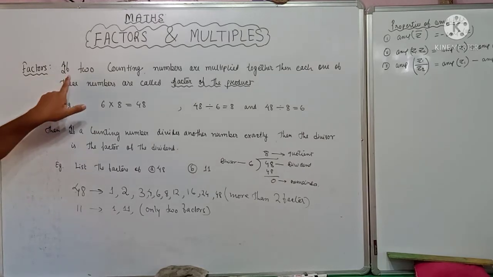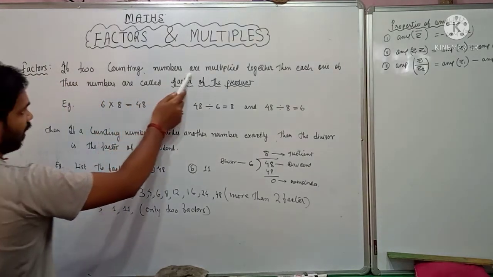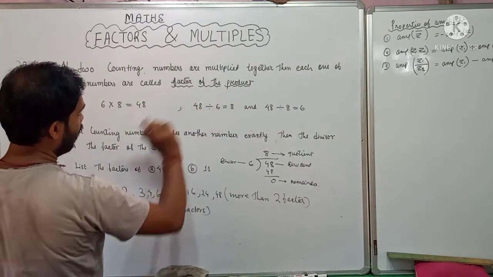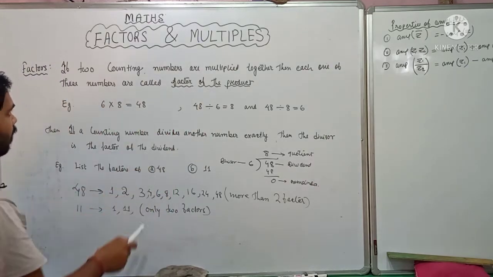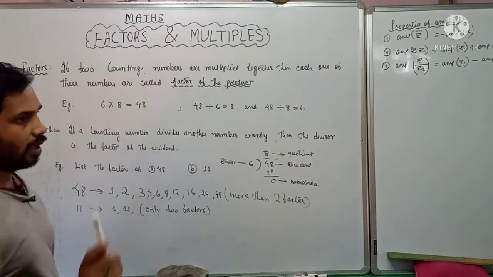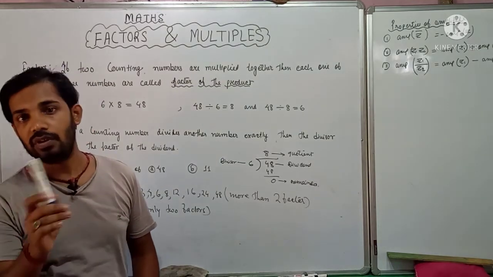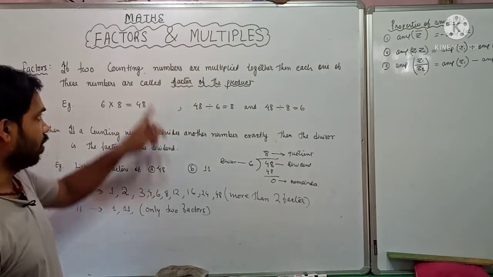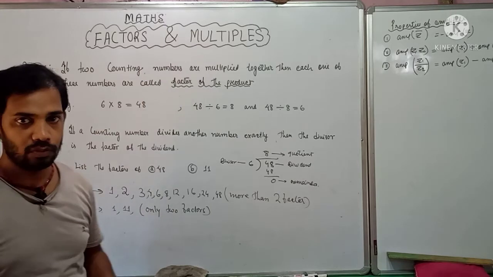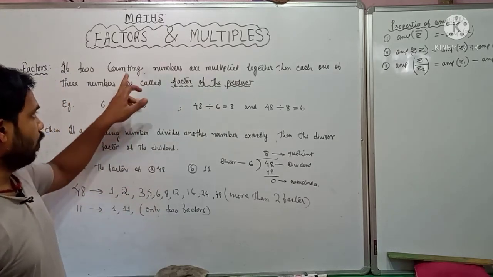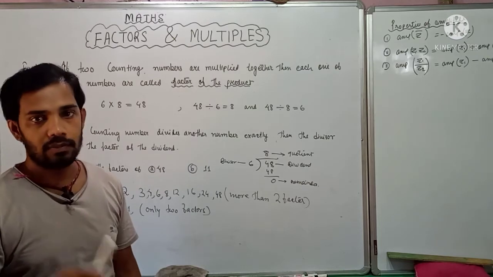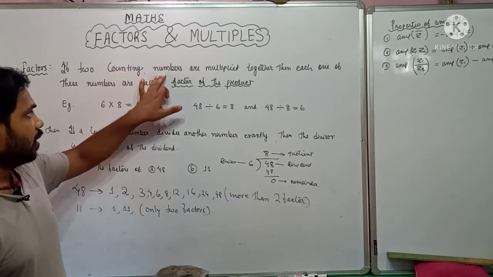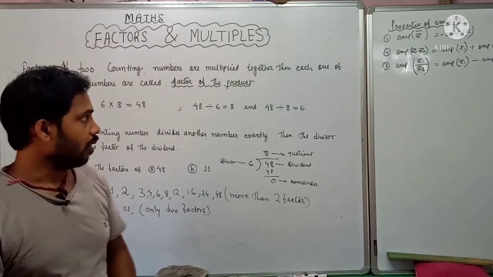You see, factor: if two counting numbers are multiplied together, then each one of these numbers is called a factor of the product. What does it mean? It means that if two counting numbers, now what are counting numbers? Counting numbers are exactly those numbers which you use for counting. So which numbers do we use for counting? We use numbers which start from 1, and these numbers are also called the natural numbers. So counting numbers are basically the natural numbers which you use for counting.